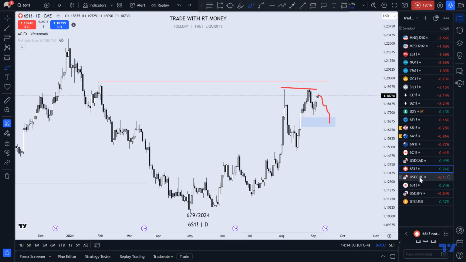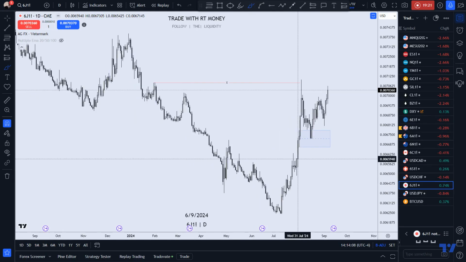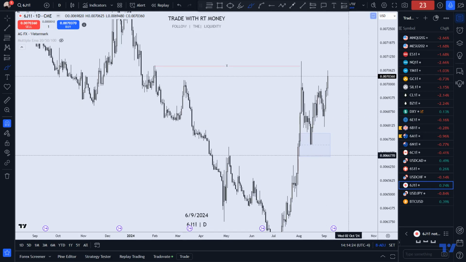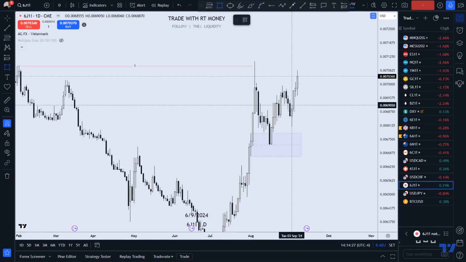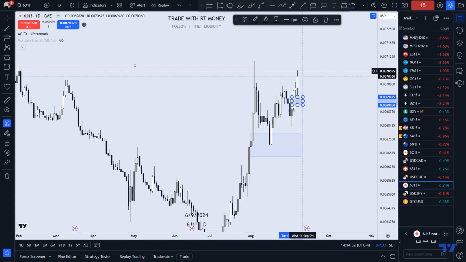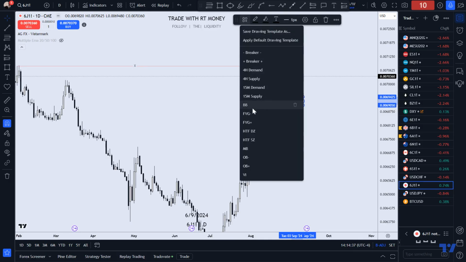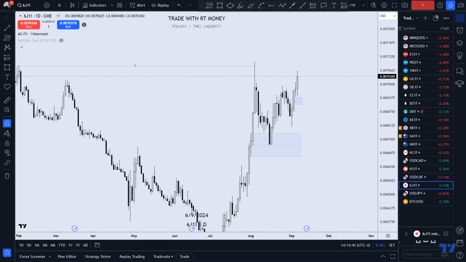All right, and with the yen, because I think that this strength in the yen futures, we can see that it's pretty strong. We've hit an order block here, and we are creating, as you can see, fair value gaps here. So I'm looking for the yen to continue to be strong and continue higher against the US dollar.